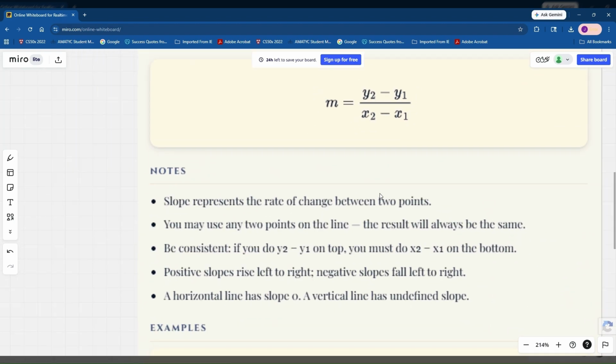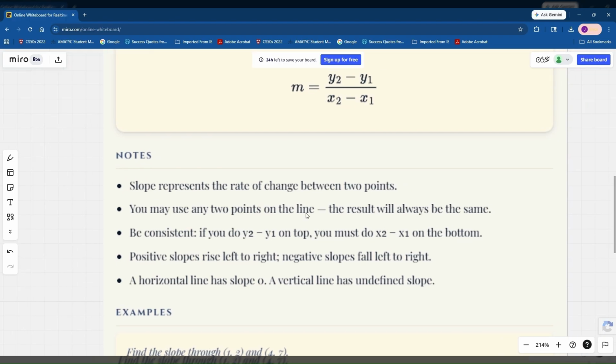So let's go through just a few notes about the slope formula. Slope represents the rate of change between 2 points. You may use any 2 points on the line. The results will always be the same. It doesn't matter which points you're using or which one you're labeling point 1 and point 2. But you do have to be consistent. So if you use y2 minus y1 on the top, you have to use x2 minus x1 on the bottom.